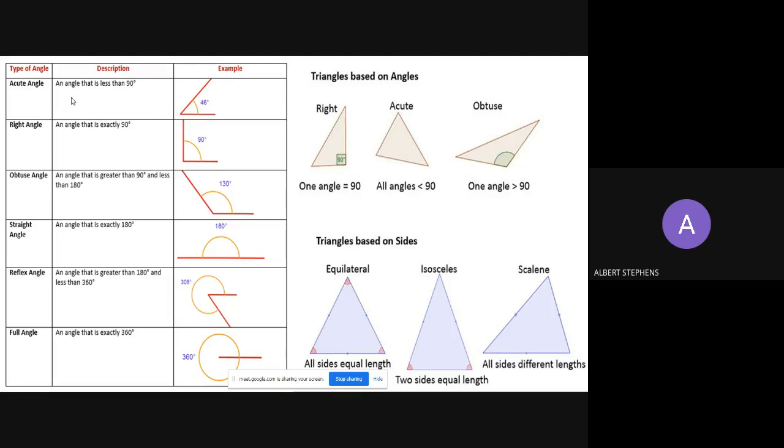So an acute angle is what? Less than 90, but I think something is missing. It should be between 0 and what? And 90.